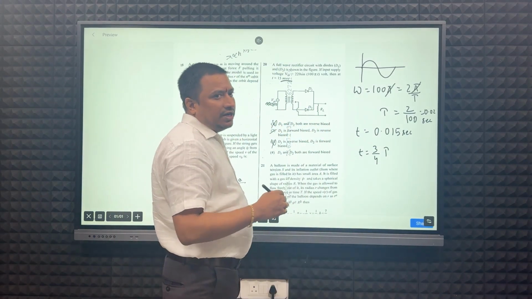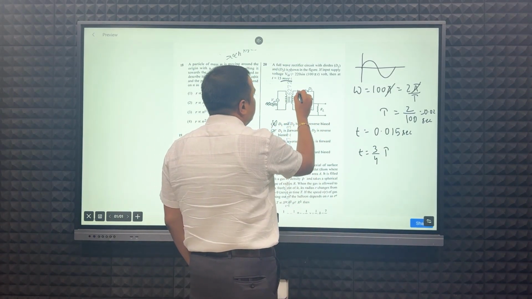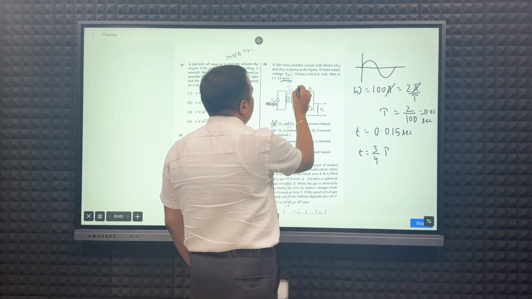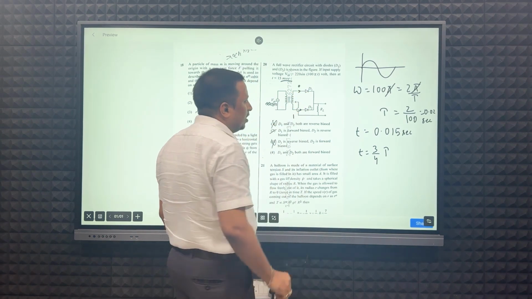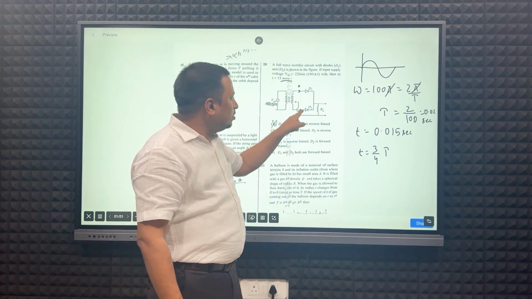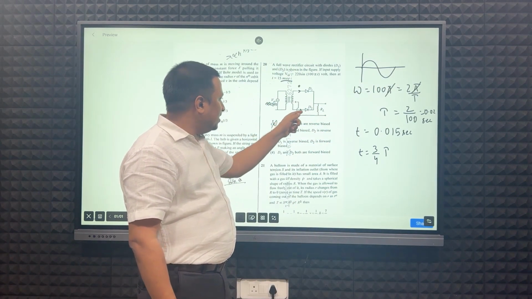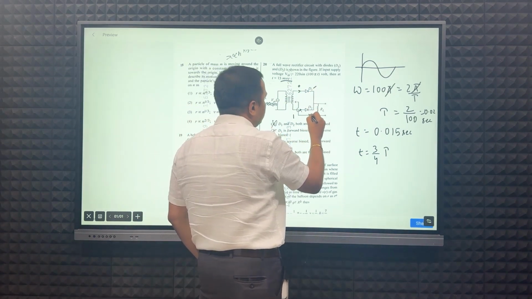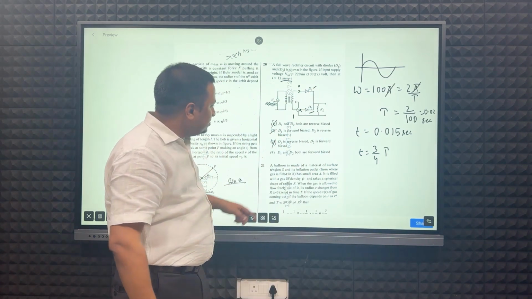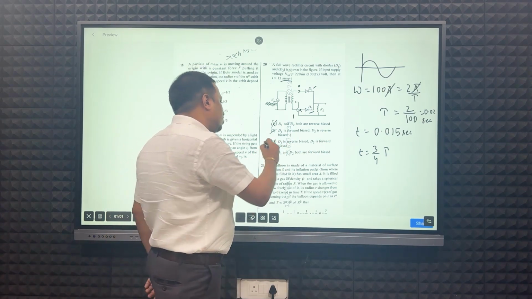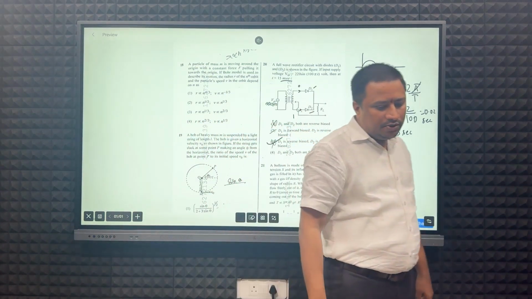At 3 by 4 of the time period, what will happen? The current going here will be 0, and here the current going will be 1, because this is reversed. Now it is going like this. So here this will become forward biased, while this will become reverse biased. D1 will become reverse biased, D2 will become forward biased. Third option will be correct.